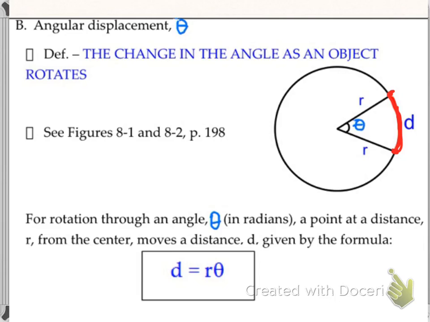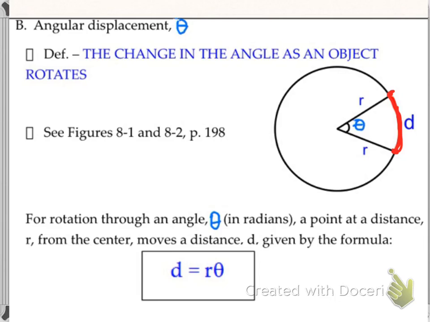So if you were to take a string and place it around a circular object, and then take that string and flatten it out and measure how far it is, that would be our normal distance or displacement. What we're interested in is going to be the rotary version of that. So we're more concerned with the angle instead of the physical distance. So when we look at angular displacement, that's going to be the change in the angle as the object rotates. And usually you've dealt with that in degrees before, but I showed you on the last slide how you can convert those degrees to radians.